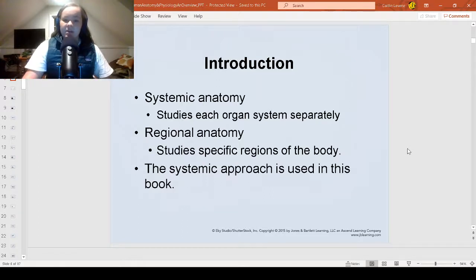Systematic anatomy is where we study each organ system separately, which we will go through, all of the different systems, in a moment. Regional anatomy studies specific regions of the body, and the systemic approach is used in this book.